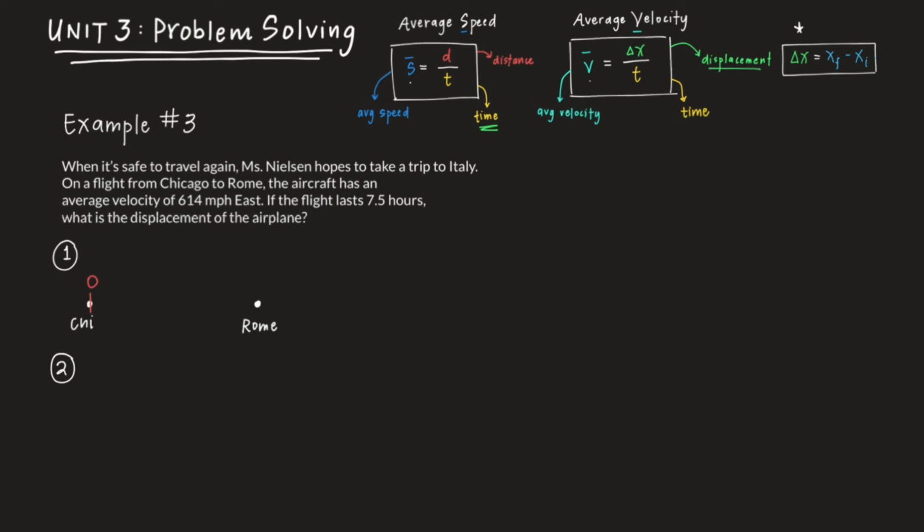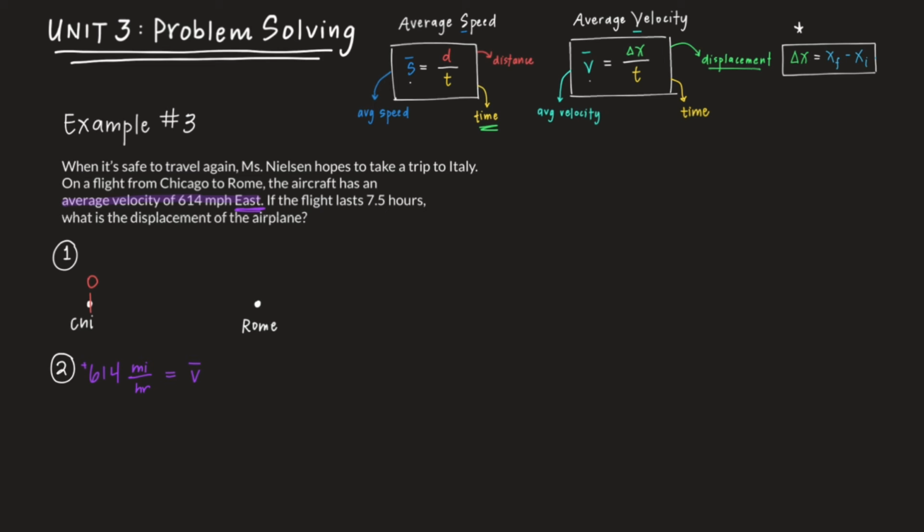I'm told in the problem that the average velocity of the airplane is 614 miles per hour east. Again, velocity is a vector, so it has to have direction. So I know that my average velocity is 614 miles per hour, and I'm not going to put east there because east is a positive direction. So I have positive 614 miles per hour.